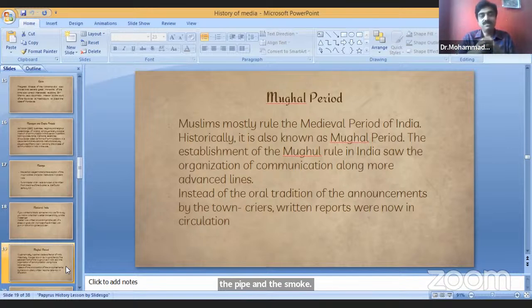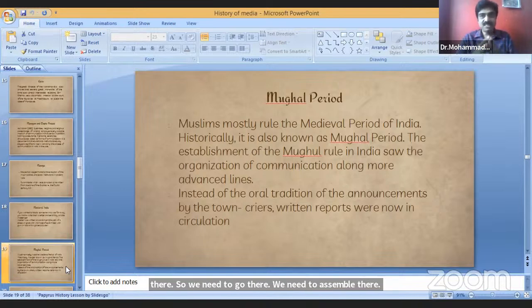And there will be trumpets. They will blow the trumpet or a drum beat, as one form of communication, so that the people know an announcement is going on there. So we need to go there, we need to assemble there. That kind of information, that form of communication, was there.